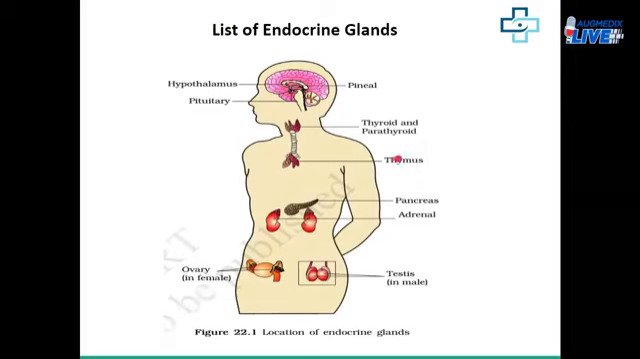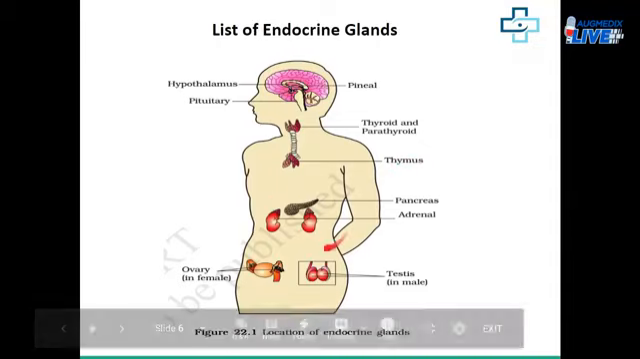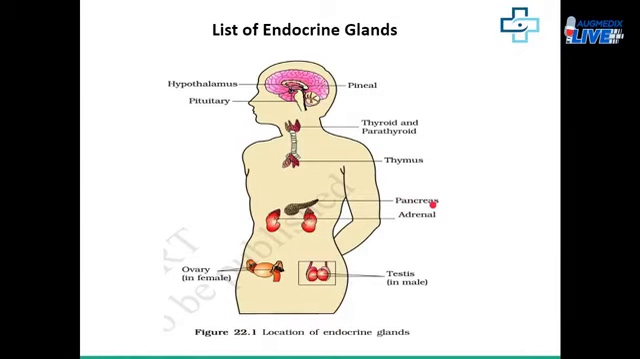So what does the thymus do? The thymus is a gland which is present in our childhood, but once we grow up, it becomes redundant or functionless. Initially, the thymus provides immunity, or protection, for us. Next, in the abdominal cavity, we have the pancreas.